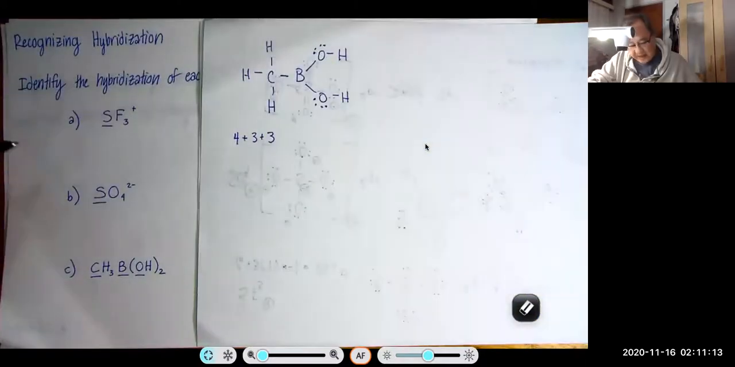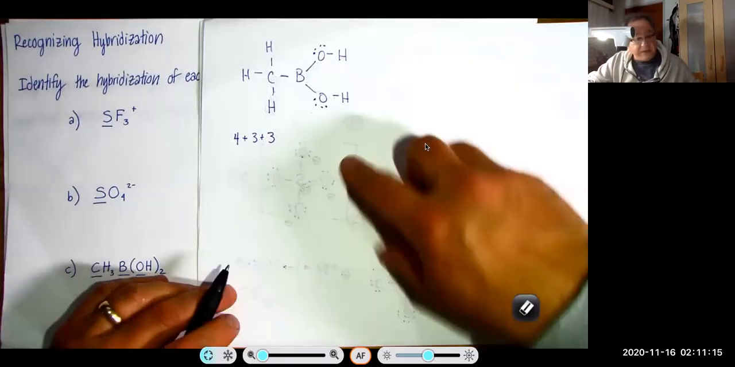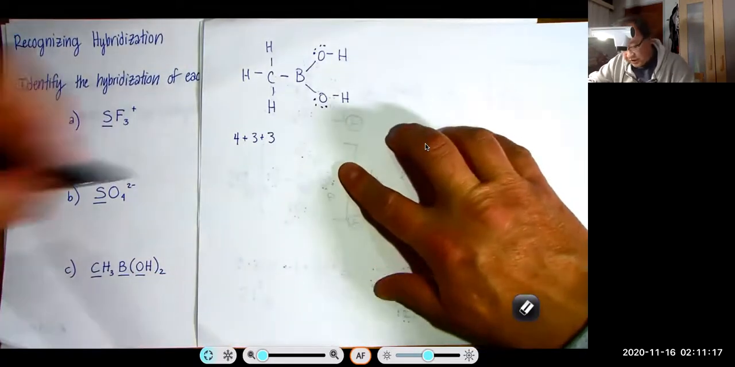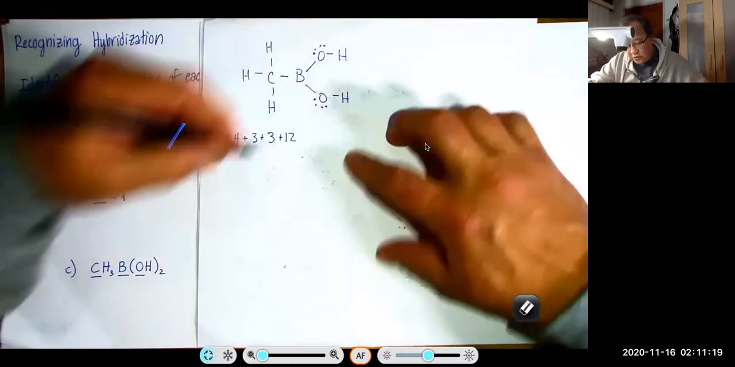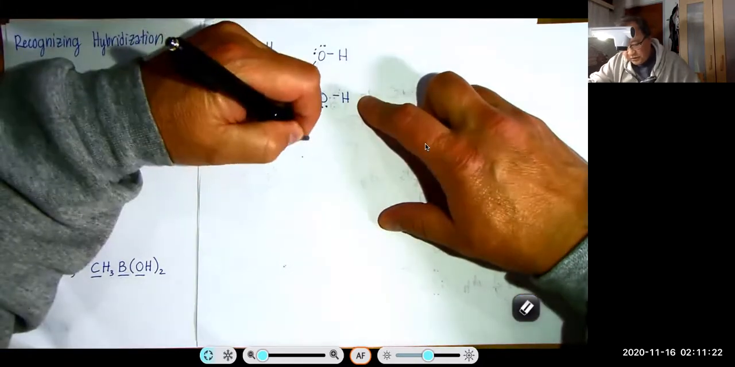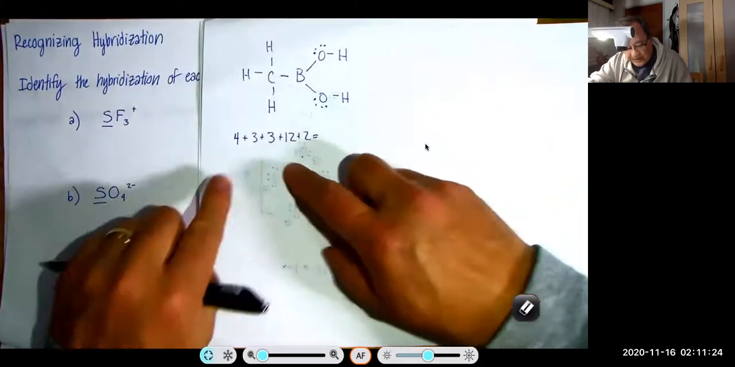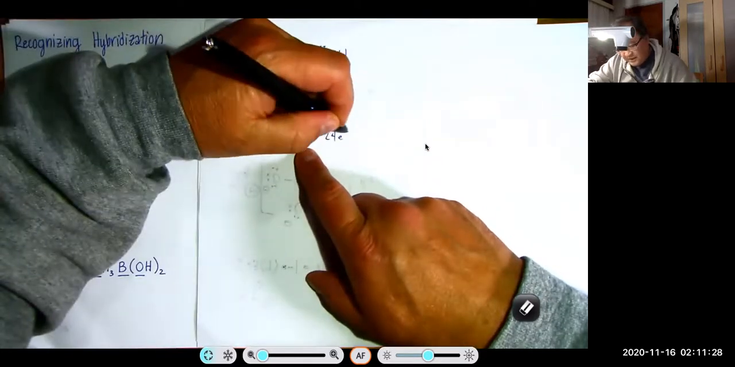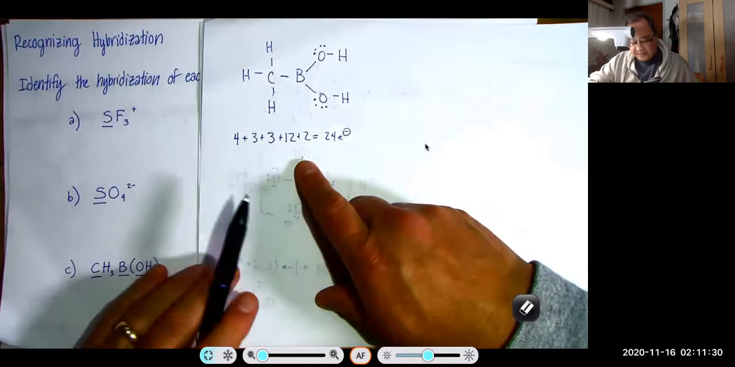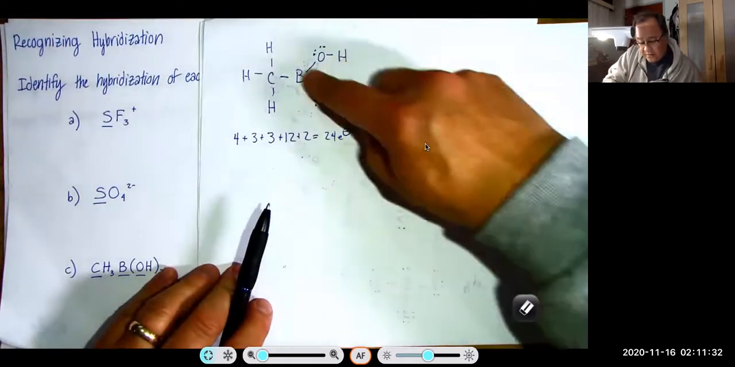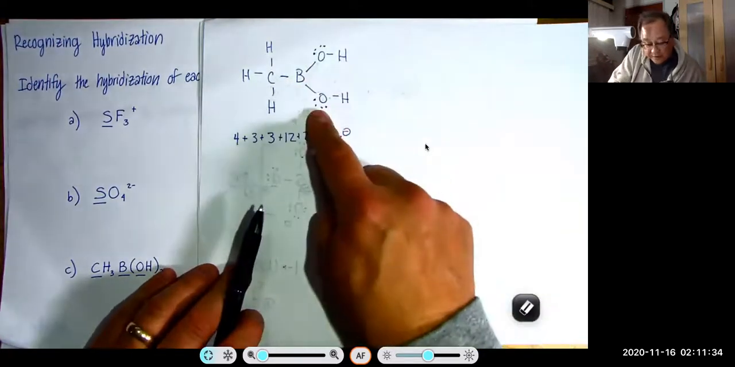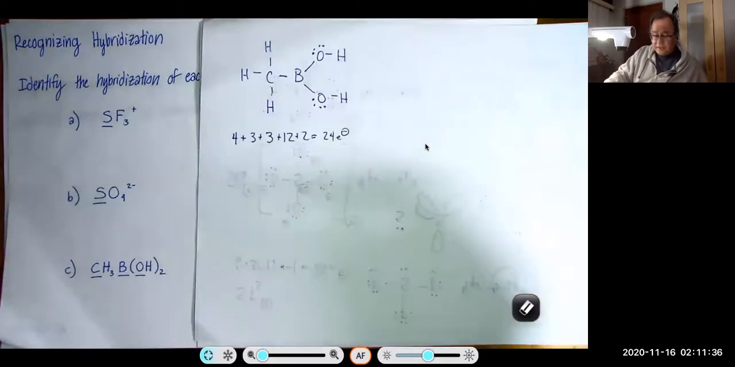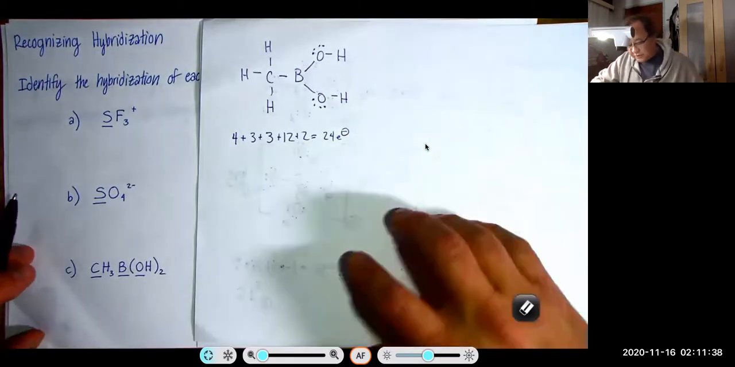Okay, how many for each oxygen? How many valence electrons? 6 for each, so that's 12 total, and 2 more hydrogens plus 2. So when we add these all up together, we get 24 electrons. And when we count them here, you get 8 here and 8 here for 16, plus another 8 here for 24 electrons. So this is a fine Lewis structure.